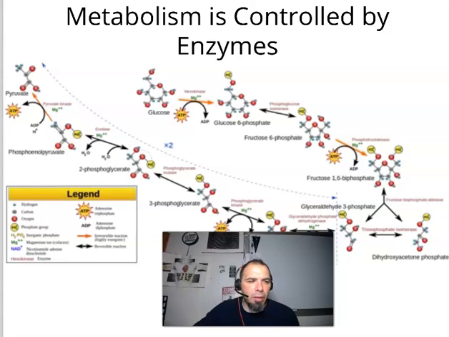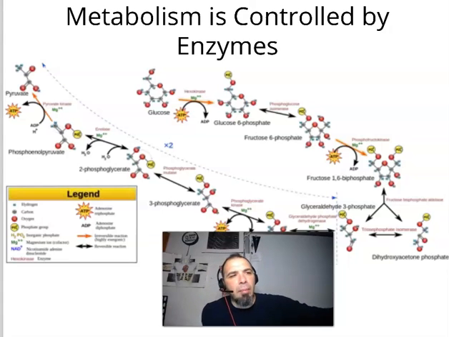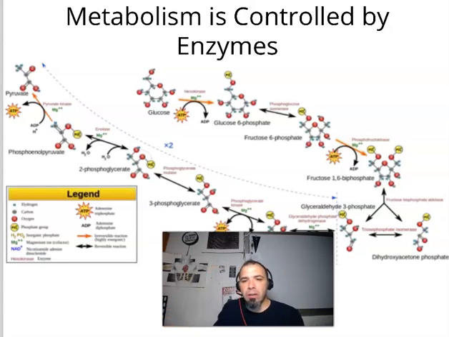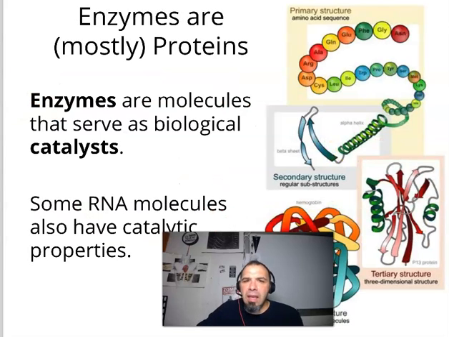Again, this is a metabolic pathway, and in this metabolic pathway we have a series of enzymatic reactions. The whole point of this pathway is to break down these interactions into smaller chunks, so to speak. Enzymes are mostly proteins, and enzymes are molecules that serve as biological catalysts, and some RNA molecules also have catalytic properties, which we'll talk about.